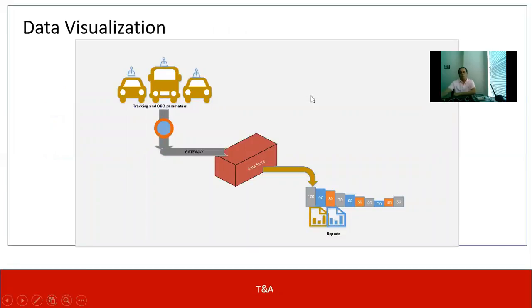So this is how the process is. This is what we discussed. Tracking and OBD parameters from the various trucks you can see here, and all the data from this, whether it is in container or the OBD parameters, tracking and OBD parameters are passed on through the gateway. It is sent to a backend system. I just mentioned it as a data store, and where you will have fleet tracking applications, and using the fleet tracking applications, typically you can get some visualization reports on all these parameters.